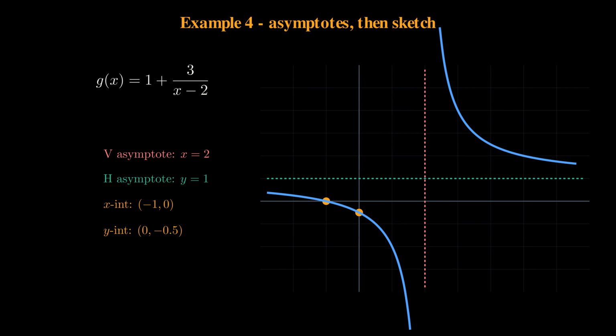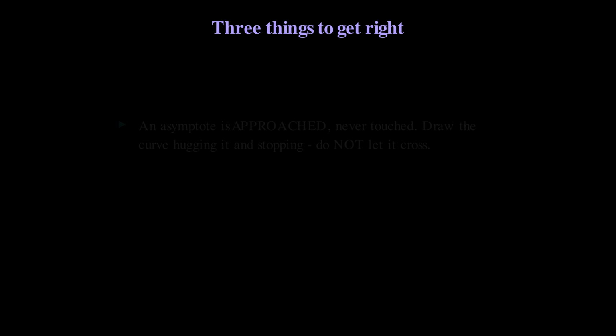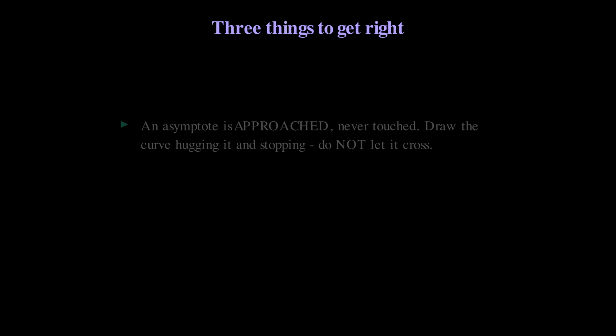Before the exam craft, 3 edge cases that separate a clean sketch from a sloppy one. First, and it's worth repeating, an asymptote is approached but never touched. The single most common sketch error is letting the curve slice through its own asymptote. Draw it hugging the line and stopping.